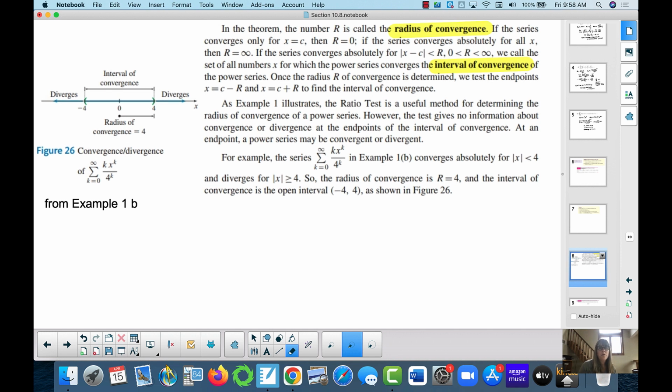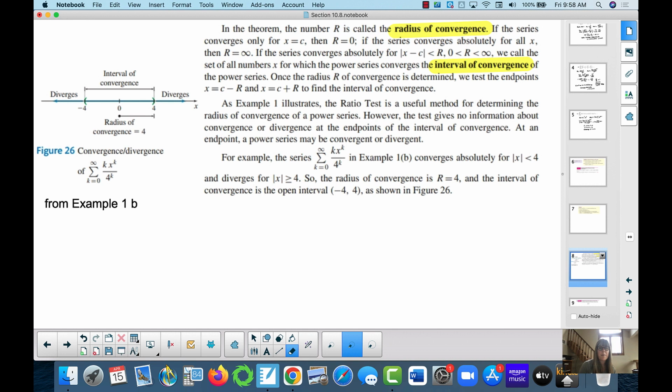So we can use the ratio test to determine the radius of convergence for a power series and then also the interval of convergence. It doesn't tell us about the endpoints, so just like in that example where we had to plug in -4 and 4 into the series and see what happens, we would do that to figure out the interval of convergence. So the radius of convergence gives us an idea of what the interval convergence is, but it doesn't tell us what happens at those two endpoints, and we have to check that out first before we get that interval of convergence. So in that example 1b, the radius of convergence was 4.